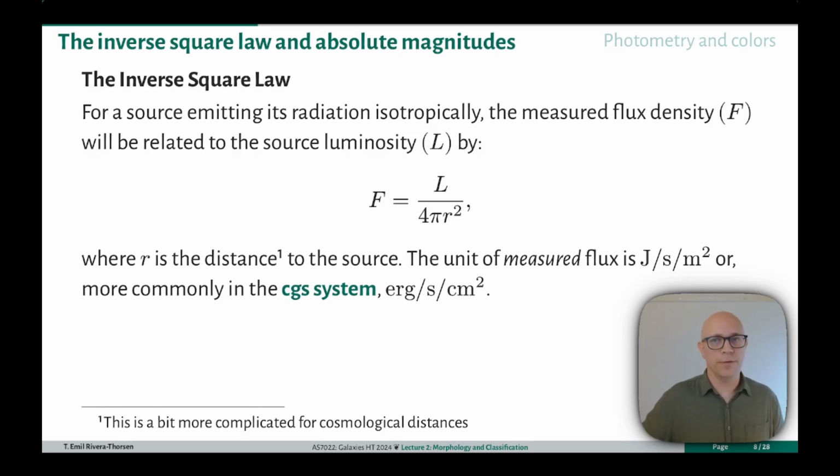The unit of measured flux, or actually flux density, is what we call Jansky per second per square meter, or more commonly in the CGS system that we also use, ergs per second per centimeter squared. Janskys and meters are often used in the radio astronomy community and in the infrared astronomy community, whereas the CGS system is more often used in the optical and UV astronomy community. But this is not a strict rule. This is just what people most often do.